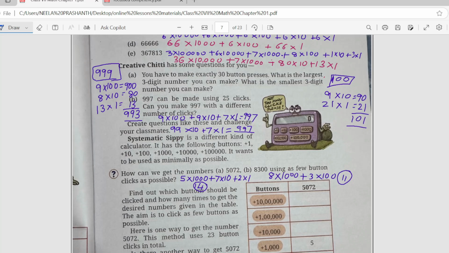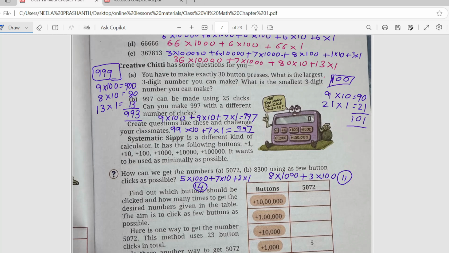So I will click 9 times 100 to get 900, 8 times 10 to get 80, and 13 times I will click 1 to get 13. So I have clicked 9 plus 8 plus 13, 30. 30 times I have clicked the buttons totally. And what am I getting? I am getting the sum total 993. 993 is the largest 3-digit number available by making 30 clicks of this calculator.